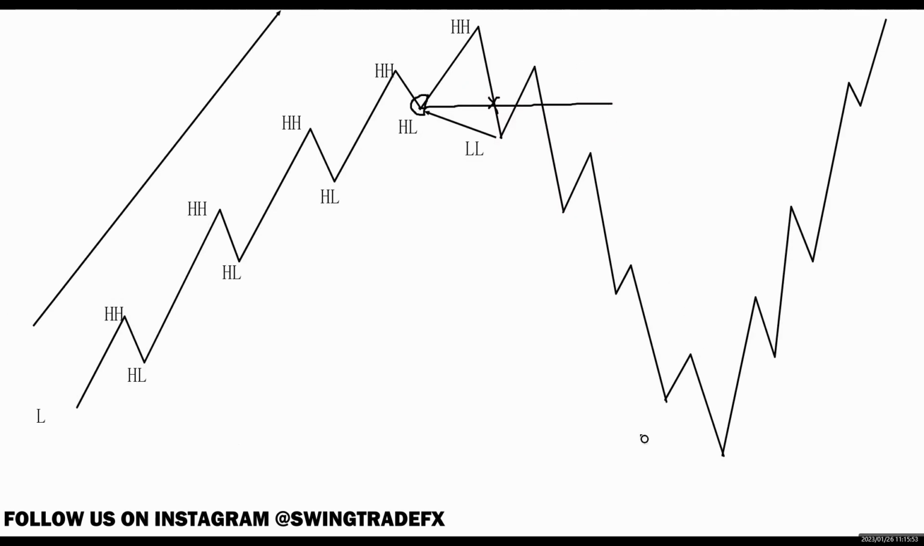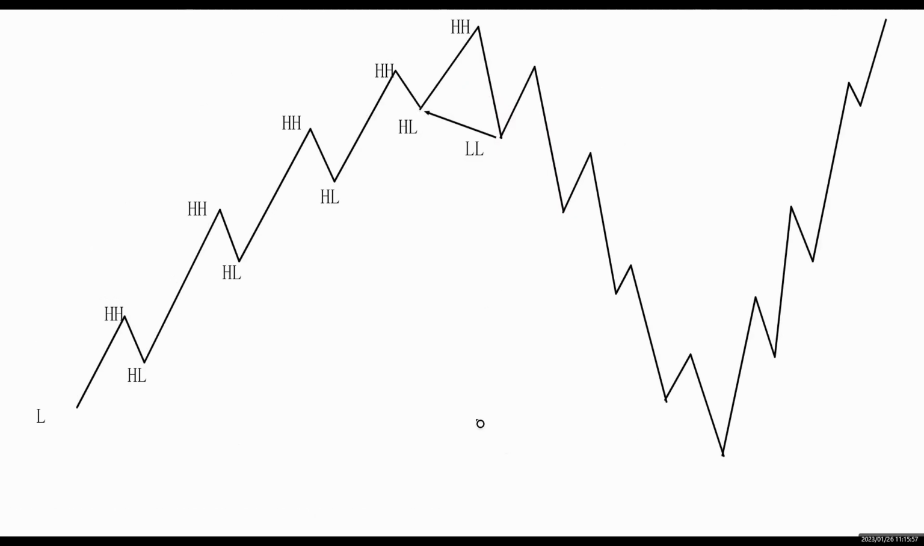So let me mark that out. What I want you guys to see here is the fact that the last higher low. So I'm going to draw a graphical annotation.